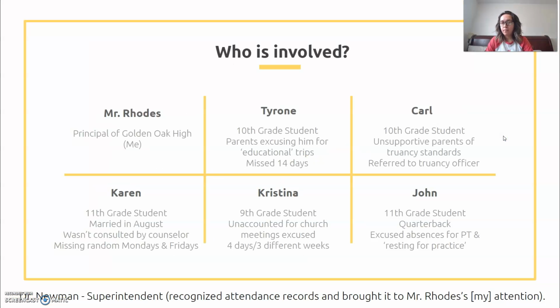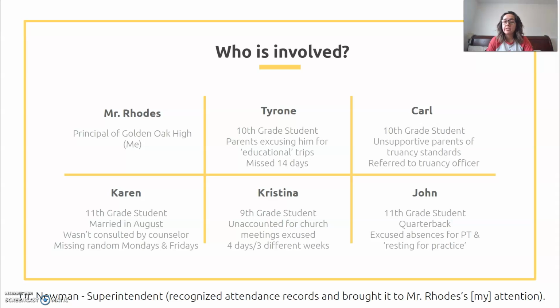So looking at who is involved, we have many people involved in this case. Most important, we have Mr. Rhodes, the principal of Golden Oak High School, which would be myself. We also have Karen, an 11th grade student who recently was married in August. She wasn't consulted by a counselor before making that decision, but her parents asked that she be. She never was. Currently, she is missing random Mondays and Fridays.